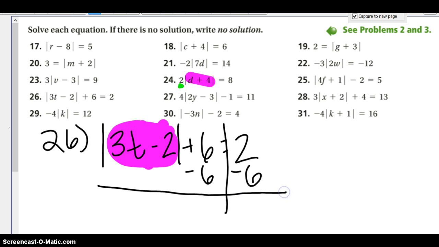All right, so there we go. I subtract 6 from both sides. It cancels out here. So I get the absolute value of 3t minus 2 equals negative 4.